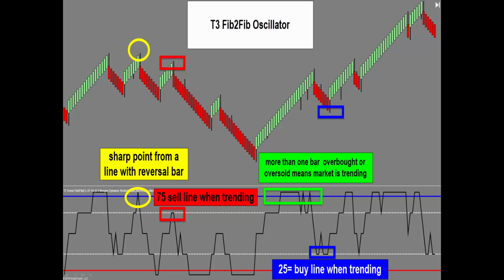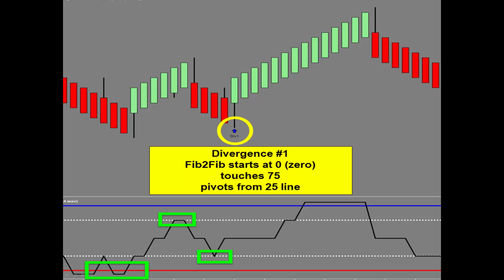Now, one of the biggest things that we use is divergence. And divergence is nothing more than a pattern where the Fib2Fib value starts at 0 and then travels up to at least the 75, can go higher, and then comes back and generates a pivot from the 25 buy line. And you'll see on your charts, it'll mark on there for you Divergence 1. There's actually 2 patterns, but we'll deal with Divergence 1 first. Very simple. Oversold up to 75, pivot from the 25, market's going up.